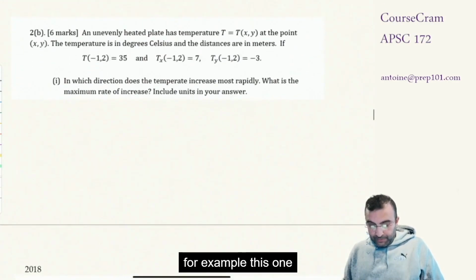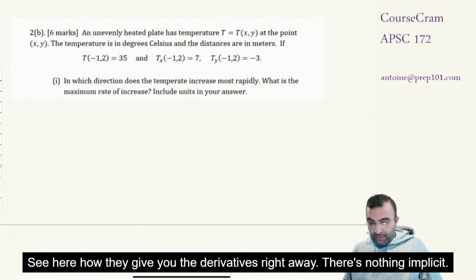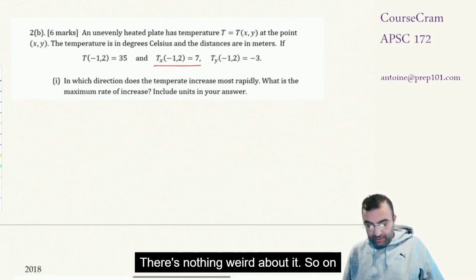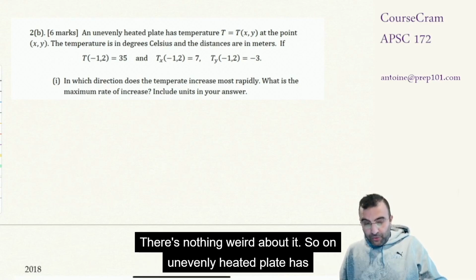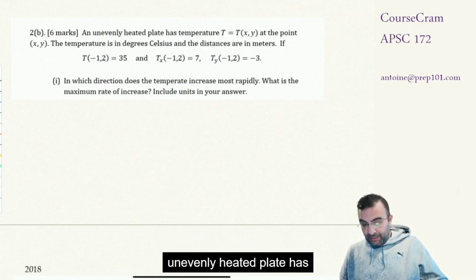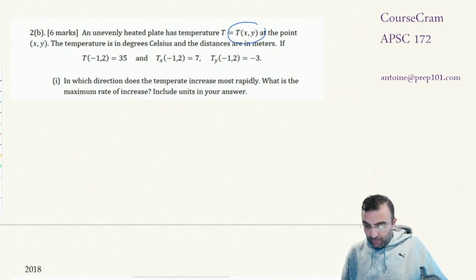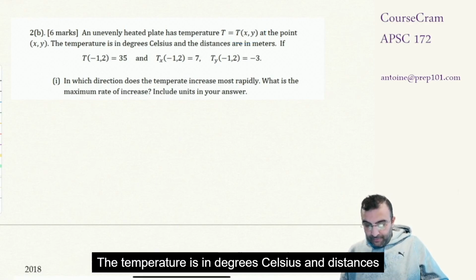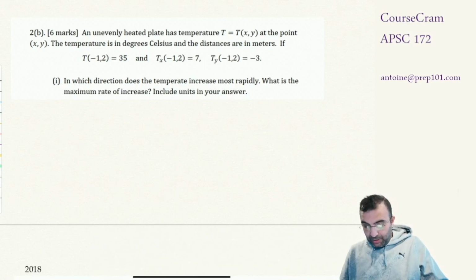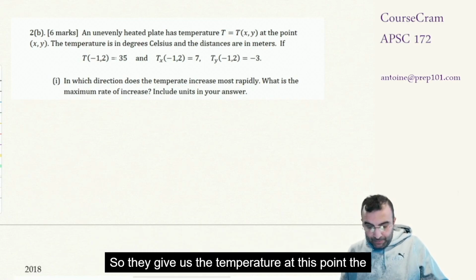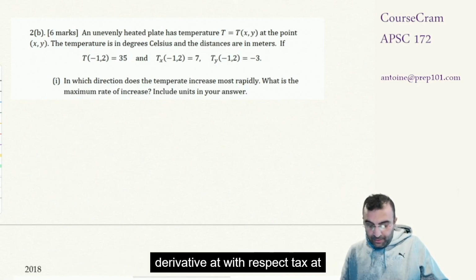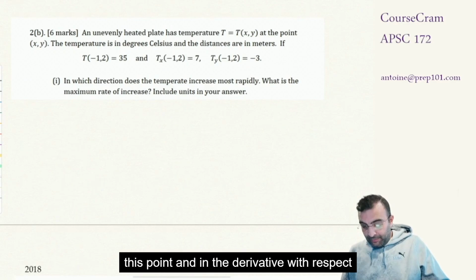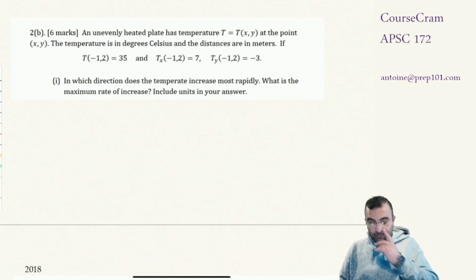For example, this one. See here how they give you the derivatives right away. There's nothing implicit. There's nothing weird about it. So an unevenly heated plate has temperature T(x,y). The temperature is in degrees Celsius and the distances are in meters. So they give us the temperature at this point, the derivative with respect to x at this point, and then the derivative with respect to y at this point.